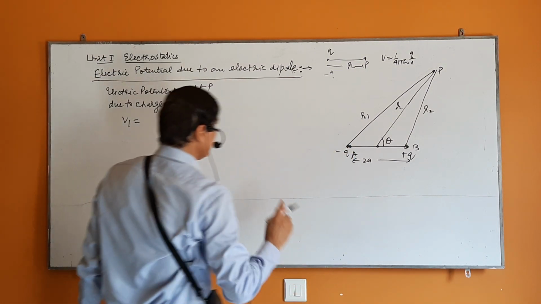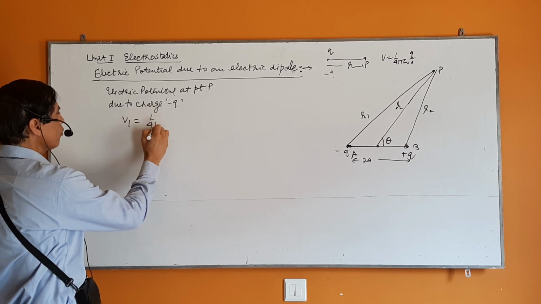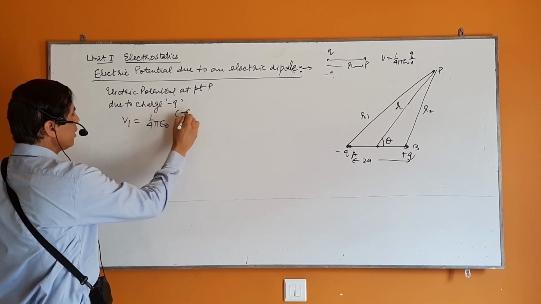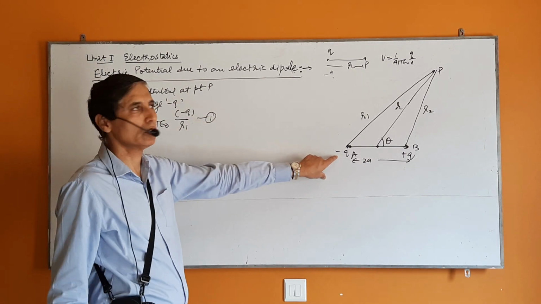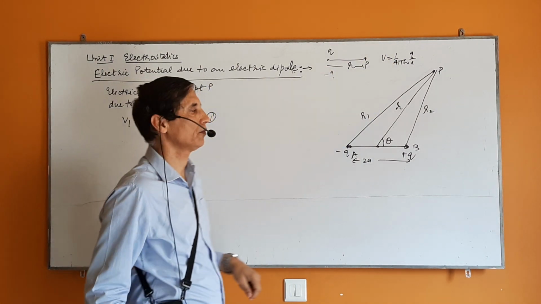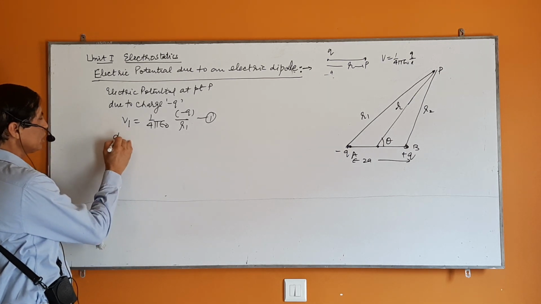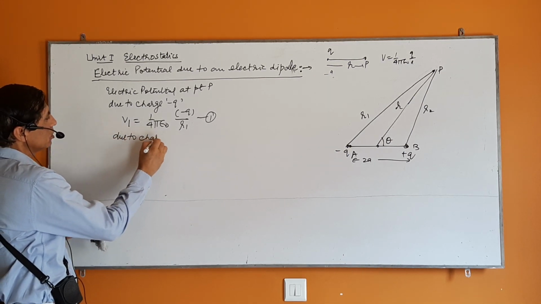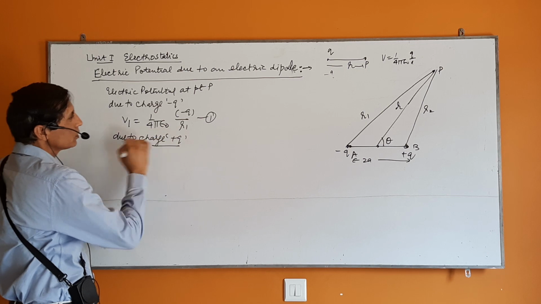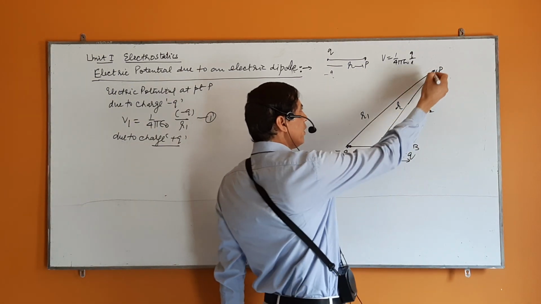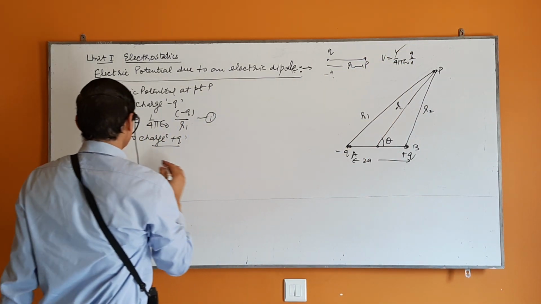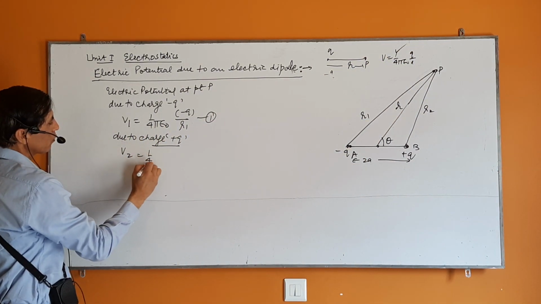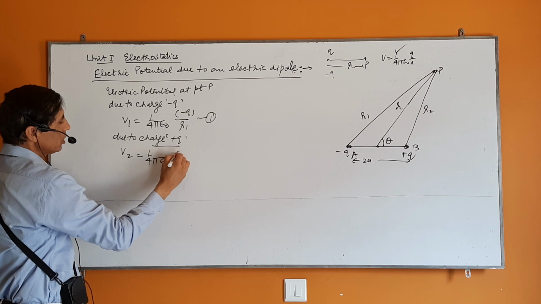If it is V1, then it is 1 upon 4 pi epsilon naught. Should I write minus q? Yes, divided by r1. The charge is minus q, so minus q upon r1. Another formula, due to charge plus q. This is the charge plus q, and we want to find the potential at this point at distance r2. Again apply this formula. V2 is equal to 1 upon 4 pi epsilon naught q upon r2.